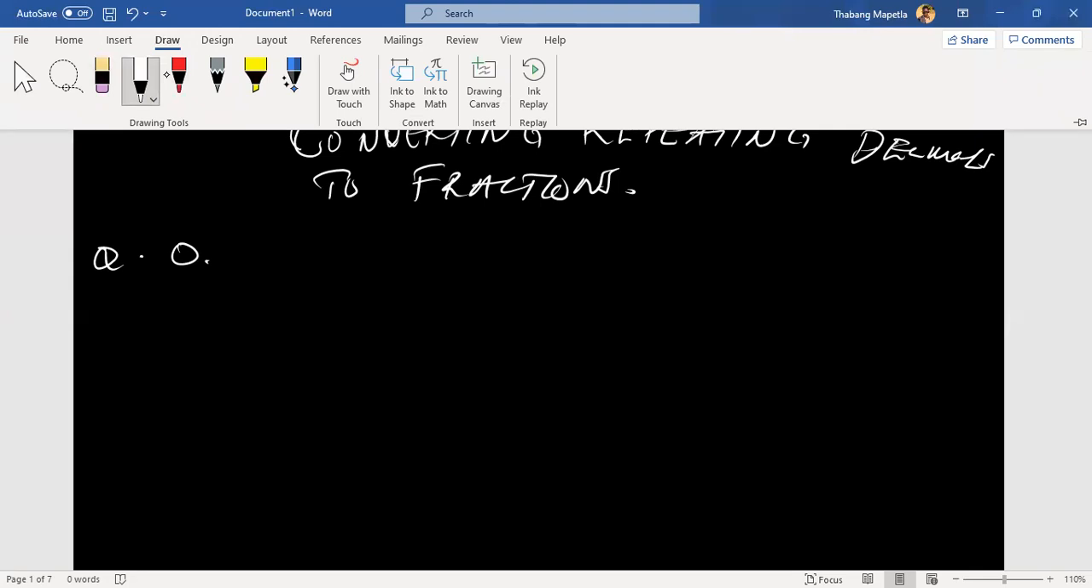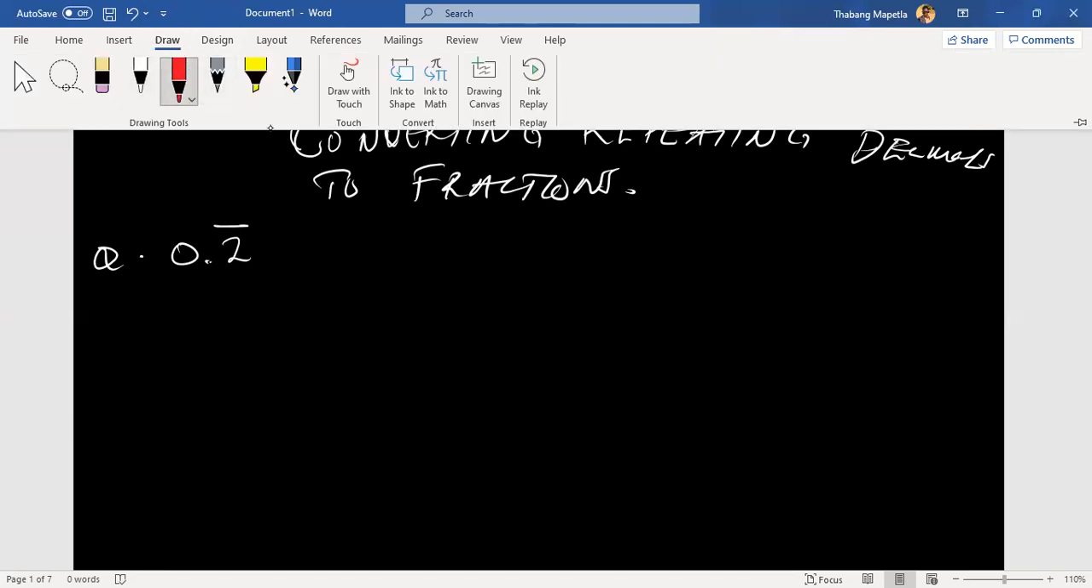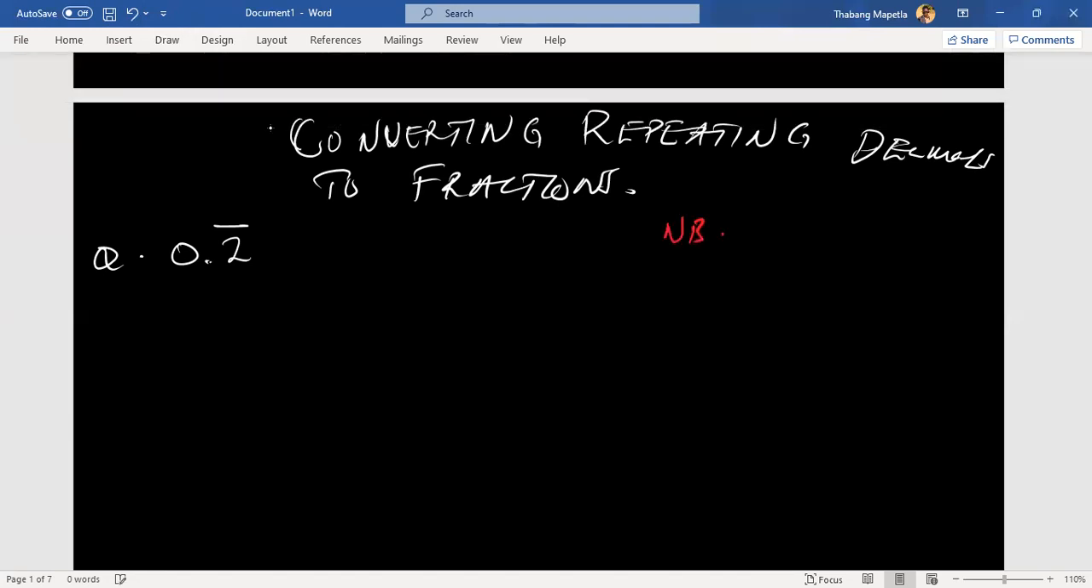Take 0.2 bar. What you're going to do is simply follow the steps. Make sure that the decimal is close to the set which is repeating. Note, I'm going to show you some steps. Step number 1.